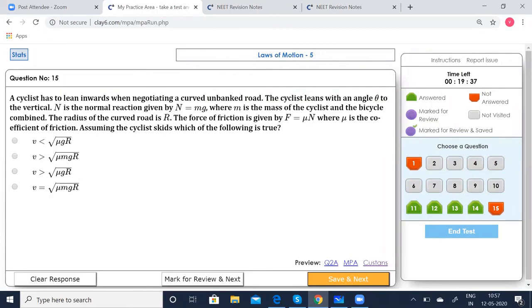A cyclist has to lean inwards when negotiating a curved unbanked road. The cyclist leans with an angle theta to the vertical. N is the normal reaction given by N is equal to mg, where m is the mass of the cyclist and the bicycle combined. The radius of the curved road is r. The force of friction is given by F is equal to mu N, where mu is the coefficient of friction. Assuming the cyclist skids, which of the following is true? Let us see.